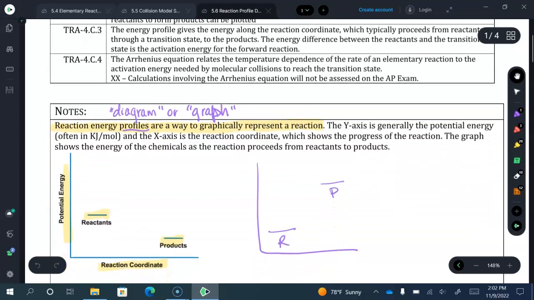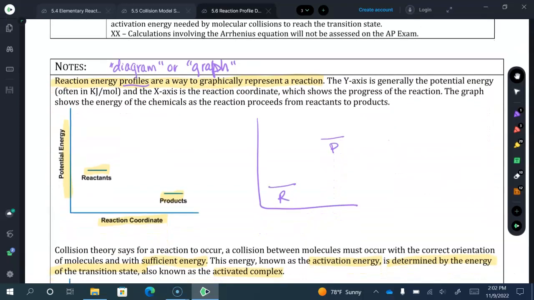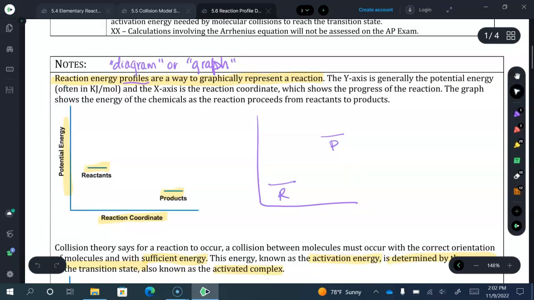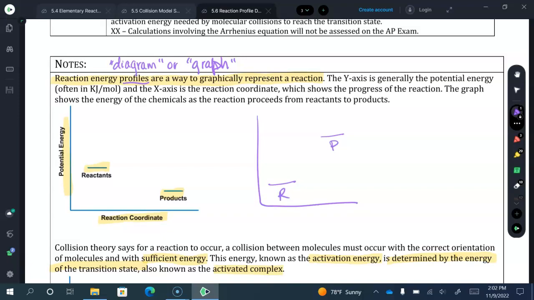So what is a reaction energy profile? Well, these are ways to graphically represent a reaction. Instead of profile, you might also see diagram or graph used instead. The y-axis is generally the potential energy that we see here. The x-axis is generally the reaction coordinate, and that is like over the period of time, how is the reaction proceeding. This shows the progress of the reaction.